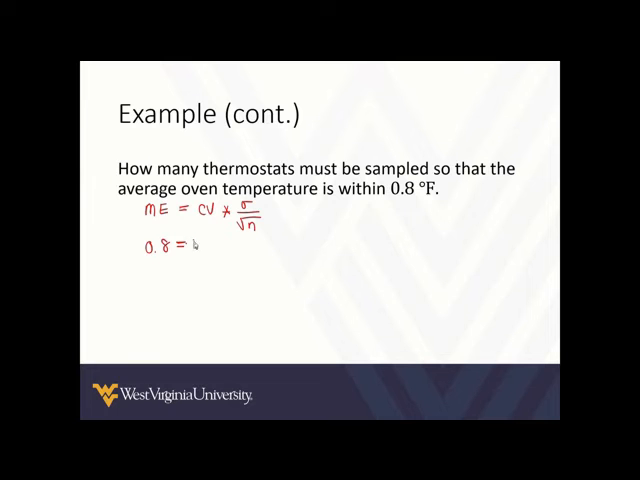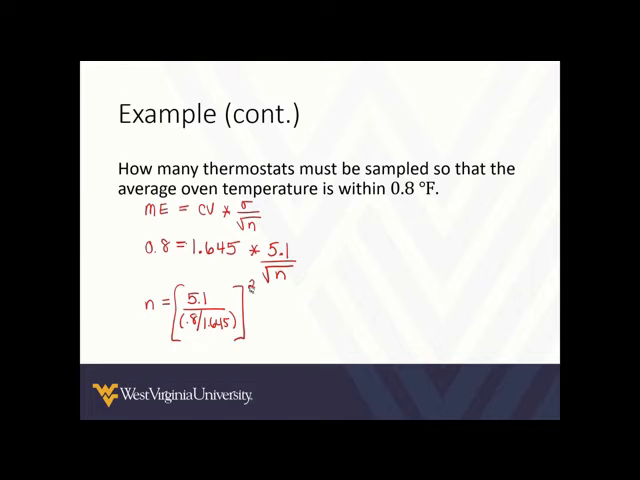So plugging in what we know, this would be 0.8 equals our confidence level from before of 1.645. We would assume it stayed the same unless stated otherwise. Our variance was given to be 5.1, and now we just need to solve for n. So rearranging this equation, we could find that n equals 5.1 divided by 0.8 divided by 1.645, all of this squared.